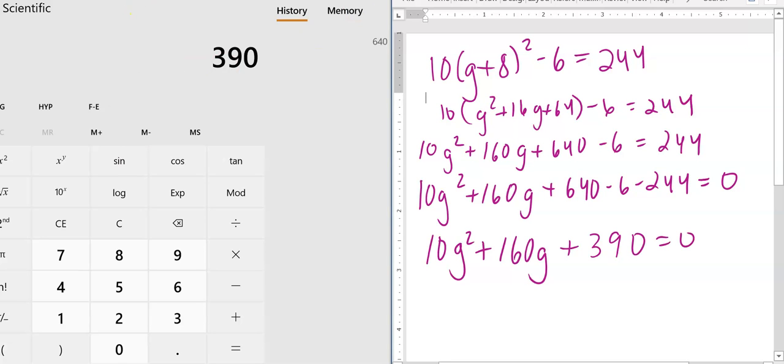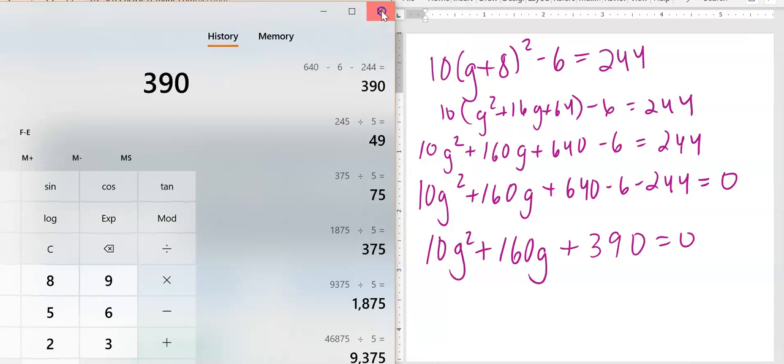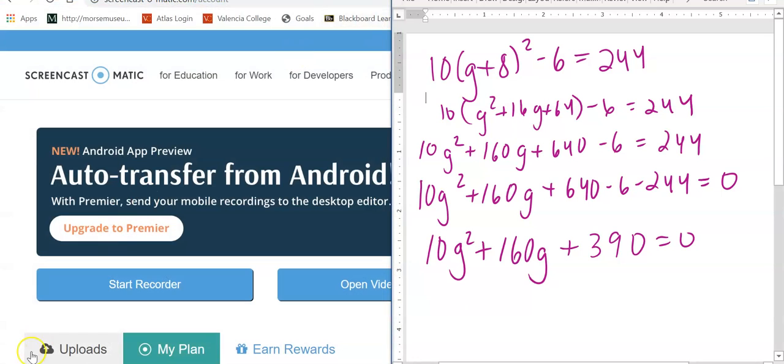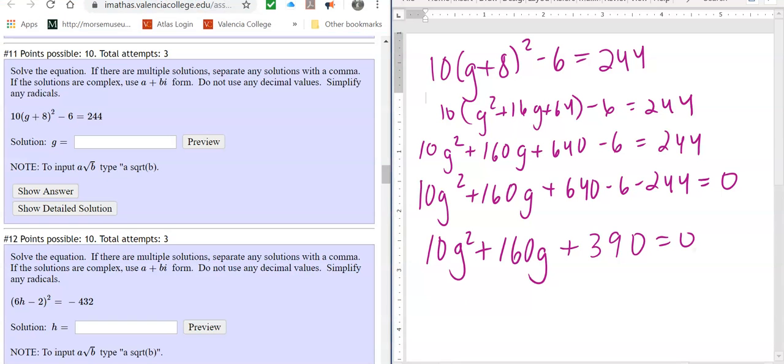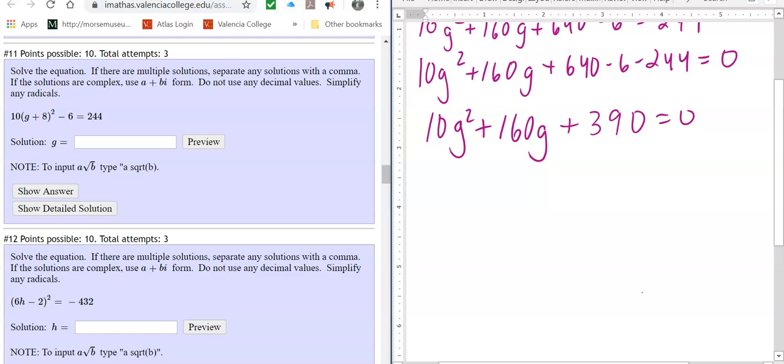And I'm showing you this because sometimes people will be like, I love quadratic formula. Can I use it all the time? Well, you cannot use it all the time, but you can rearrange it so that it does have this ax squared plus bx plus c format, and then you can use it, okay? So if you're going to use quadratic formula, you could just say that a is 10, b is 160, and c is 390.